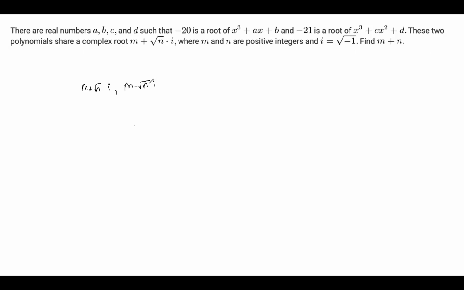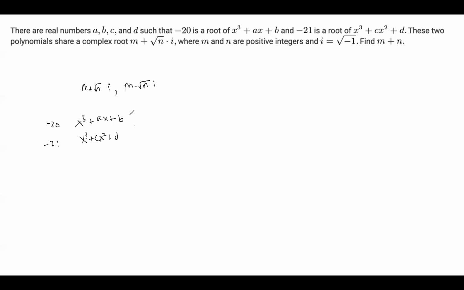Okay, so now we have that -20 is a root of x cubed plus ax plus b, and -21 is a root of x cubed plus cx squared plus d. We're given that they share this root m plus root n i, and since all of their coefficients are real, they also share the root m minus square root of n i.